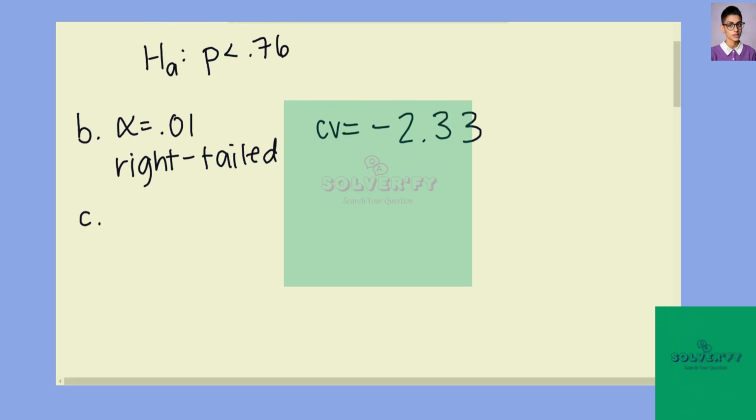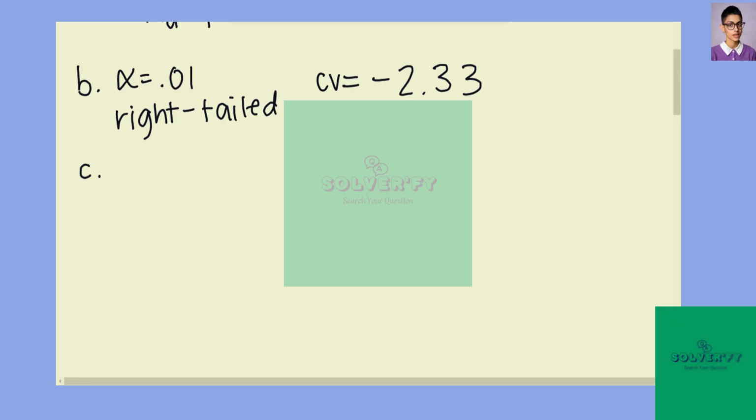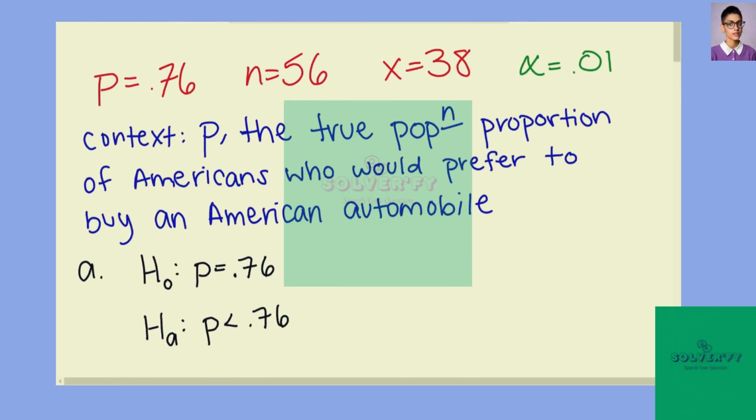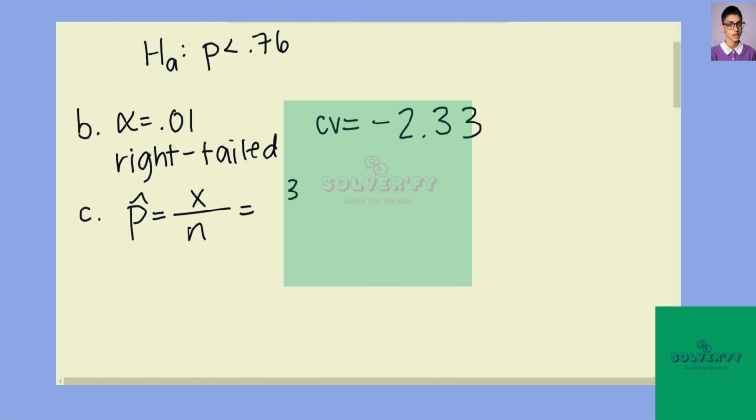We now need to calculate our test value. So first we'll find our sample proportion. That's p hat, which is equal to x over n, which we have here as 38 over 56. And that is equal to 0.68.